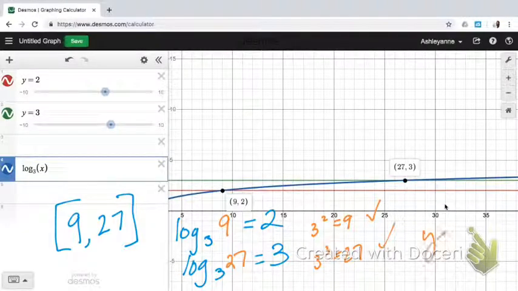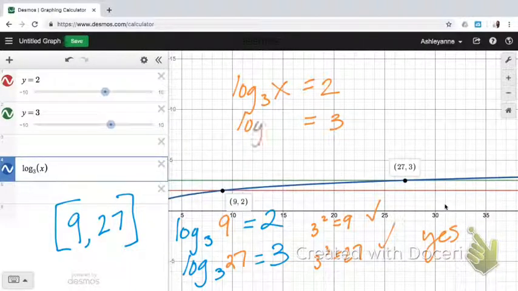So could we have done this without a calculator? Yes. Tommy wanted to do it without a calculator. So how? I would just set log base 3 of x equal to 2 and equal to 3. Okay. And from here, switch to exponential form. So 3 squared equals what? 3 cubed equals what?